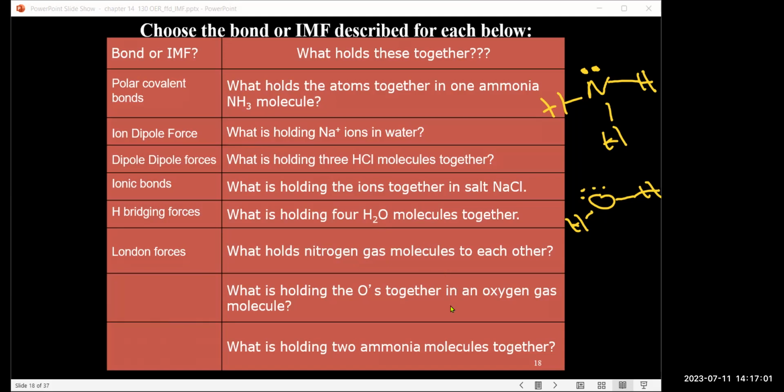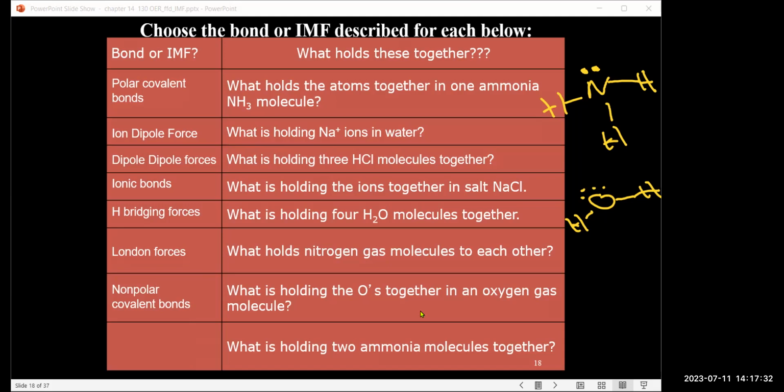Okay, what is holding the oxygens together in an oxygen gas molecule? All right, so now they're wanting to know about the oxygens within a gas molecule. So we're not dealing with intermolecular forces, we're dealing with intra. Okay, so intra means what's holding the oxygens together. Oxygen's diatomic, so it's a nonpolar covalent bond.